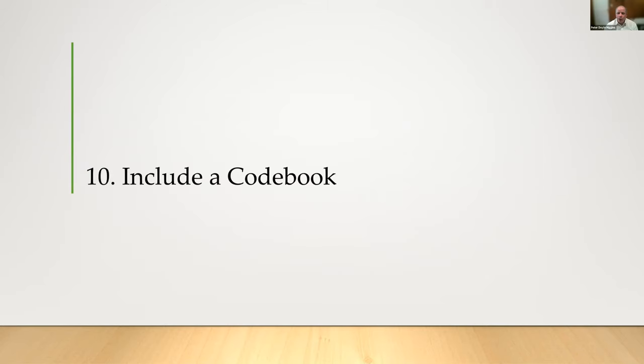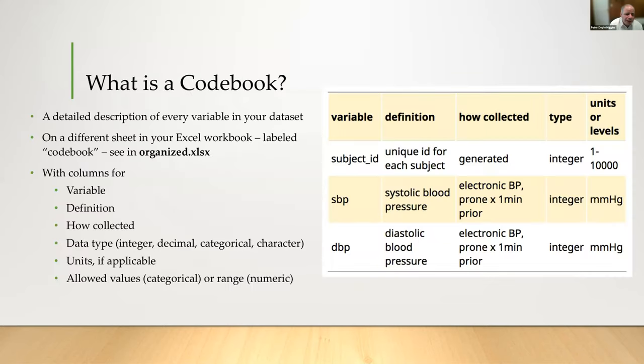It's important to include a codebook, which is a detailed description of every variable in your data set on a different sheet in your Excel workbook labeled codebook. And we'll show you an example in something called Organize, one of your downloads. But that has columns for variable definition, how it was collected, the data type, the units, if applicable, and the allowed values for categorical, or the range for numeric.